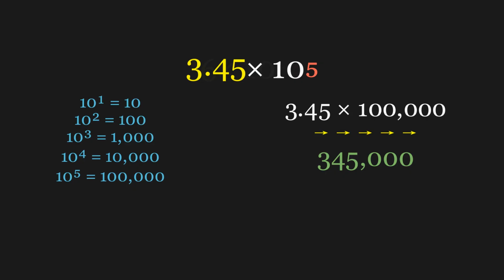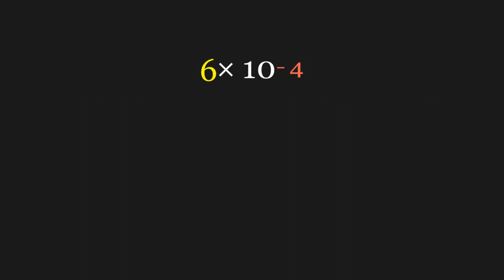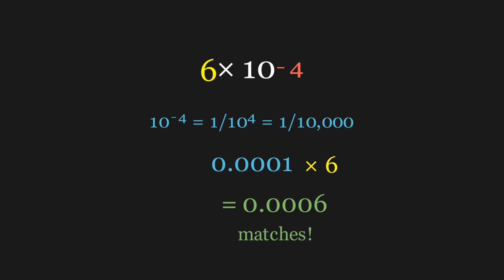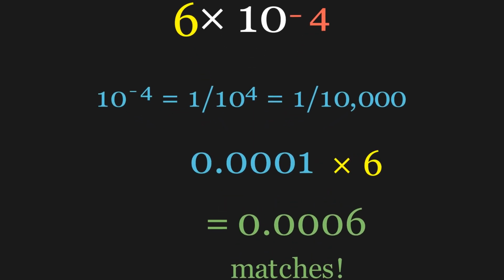So here's the whole idea in one sentence. Scientific notation takes a number, shrinks it down to something between 1 and 10, and uses the exponent on 10 as a counter for exactly how many places the decimal point had to travel to get there. Left for big numbers, right for small ones.